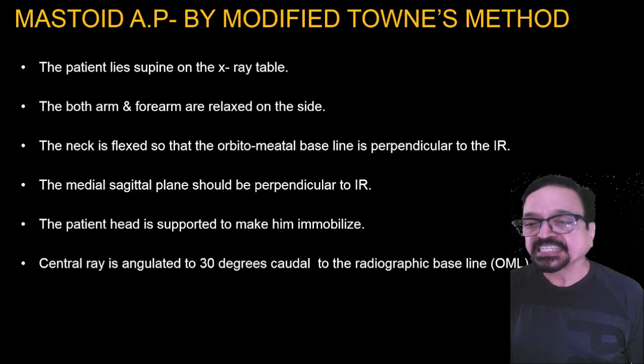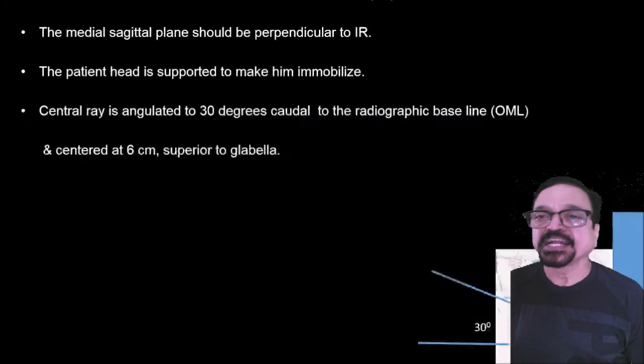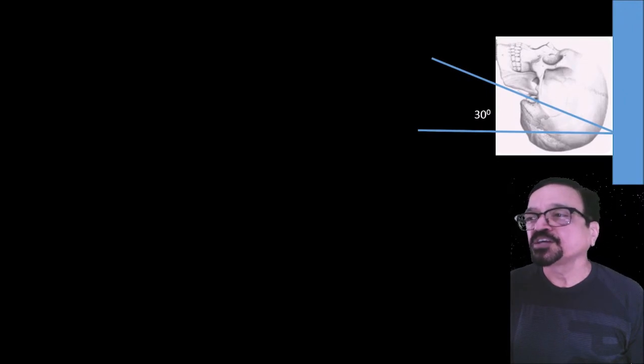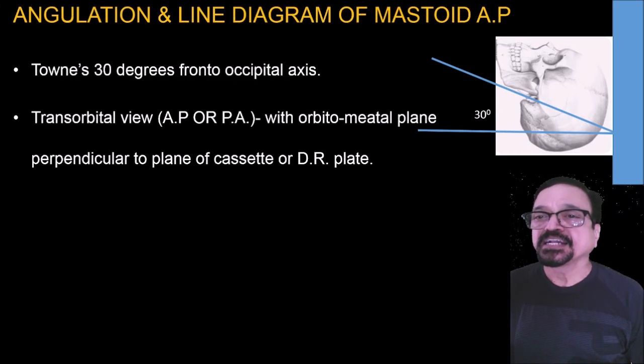Now the central ray is angulated 30 degrees caudal to the radiographic baseline, that is the OML, and centered at 6 cm superior to the glabella. Now here we are showing you the Towne's view, 30 degrees fronto-occipital.